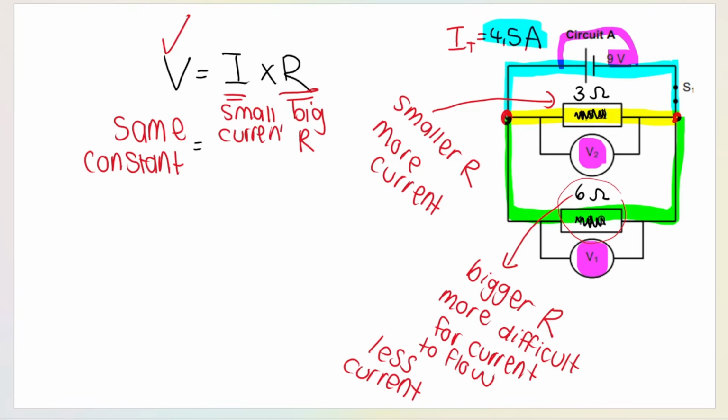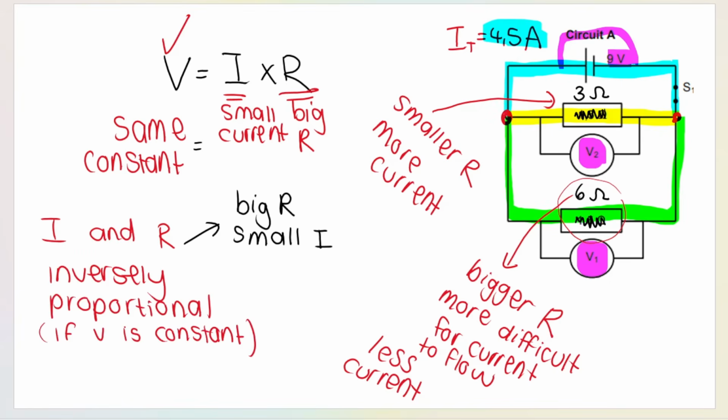So just remember that the relationship between current and resistance is called inversely proportional. And inversely proportional relationships, that is true. So current and resistance are inversely proportional. If voltage is constant, which it is because they're in parallel in this case, that means that if you have a big resistance, you have a small current.